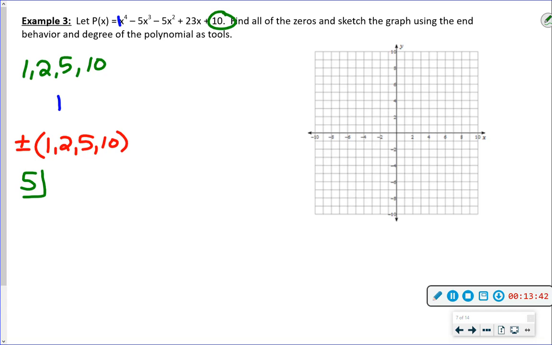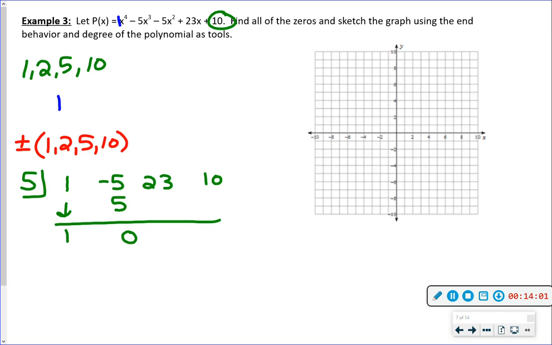Okay, line up your coefficients. We're in the correct order. And we're looking for what remainder? 0. 5 times 1. 5. Add. I feel like I'm missing something. Wait a minute, I'm missing a negative 5. I just said to line them up in order, then I didn't do it. There we go. Okay. 5 times 0. Add. Negative 5 times 5.